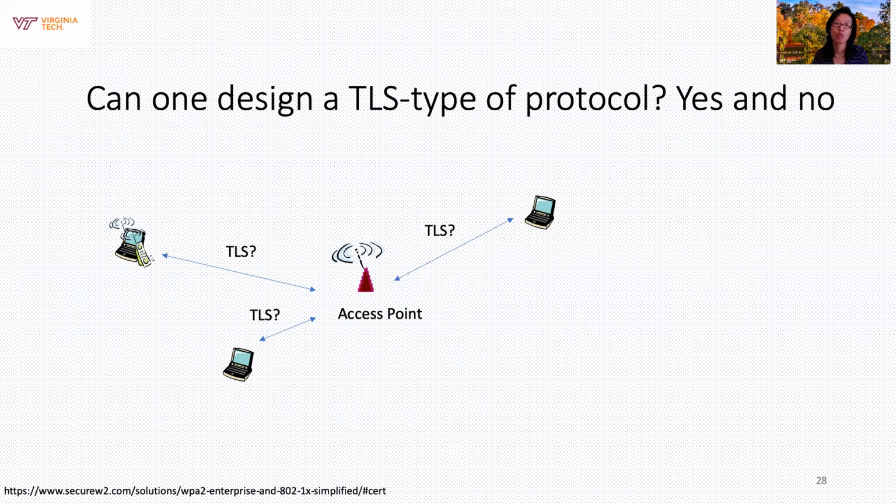And so you may think, okay, well, we talked about TLS, and then we said DNS is kind of like TLS, IPsec is kind of like TLS. Maybe we can just do, for a local area network, a TLS-like protocol to achieve confidentiality, integrity, authenticity, and then be done with it. The answer is yes and no.